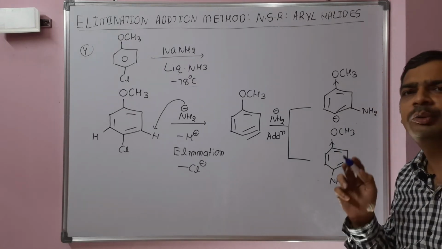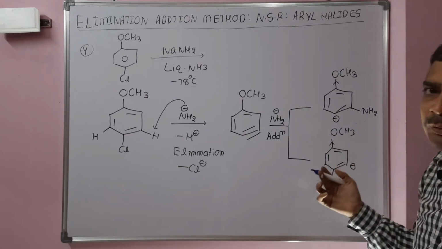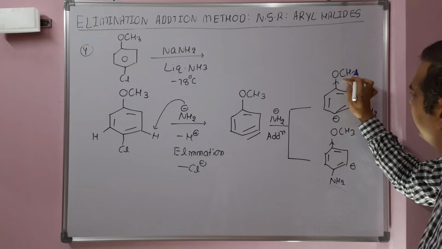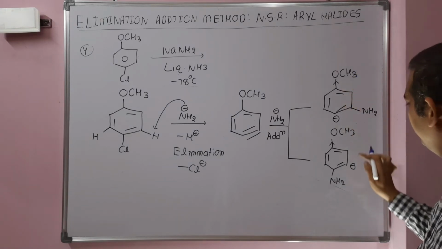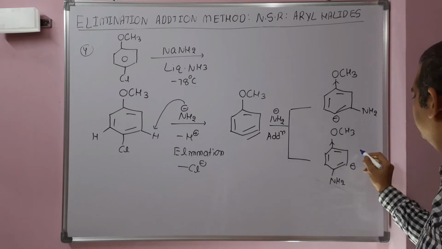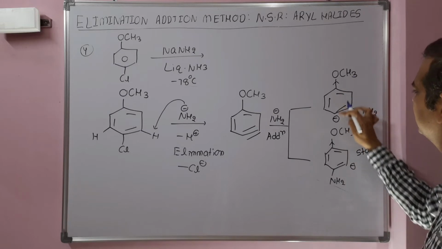No doubt the OCH3 group is a negative inductive effect group. A negative inductive effect group will stabilize the carbanion. Among these two carbanions, which is stable? This carbanion is far away from the negative inductive effect group, whereas this carbanion is near to it. That's why this one is a little more stable, because it is far away.